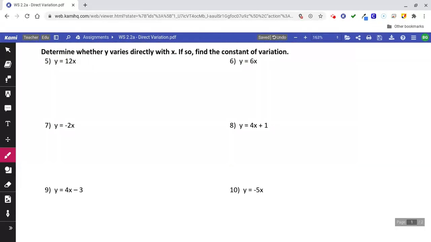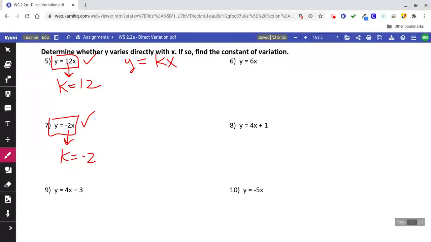Number 5, determine whether y varies directly with x. All you have to do is look for this form. If it's in that form, or if it can be written in that form, then it's direct. And so this one's perfect. It's set up in that form. Y equals kx, this number would be k equals 12. This one, same thing. Yeah, it's good. It's a direct variation. K equals -2.